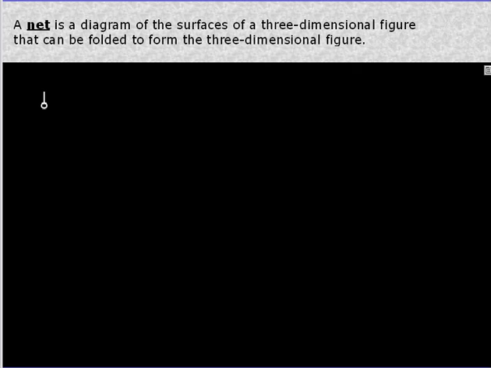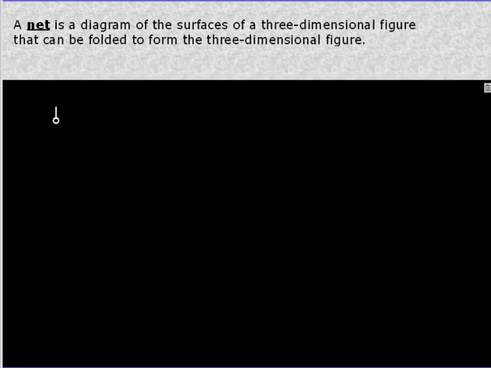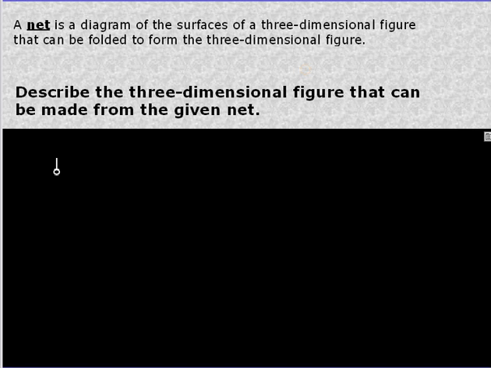So a definition, a net is a diagram of surfaces of a 3-dimensional figure that can be folded to form a 3-dimensional figure. So it's like you unfolded your 3D figure into a flat piece of paper. It's like at Christmas time, you get those flat boxes, and you have to build it. Yeah, exactly. So it asks us to describe the 3-dimensional figure that can be made from a net.